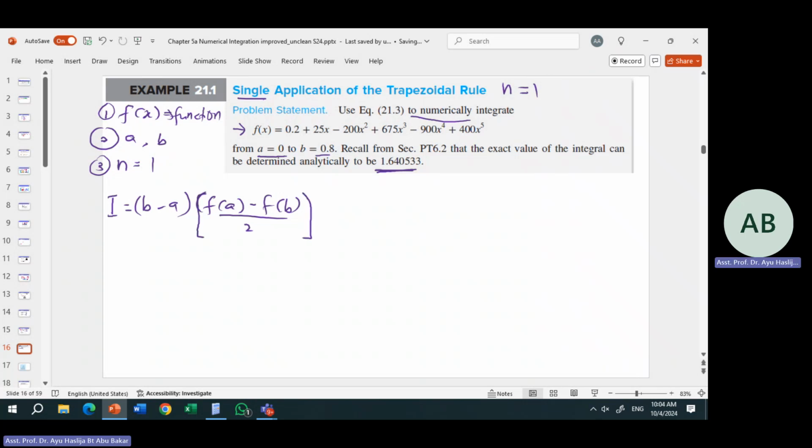Okay, single application. Now, we need f(a) and f(b). You need to find what your f(a) is. A is 0, so sub 0 into the equation over here. You will get 0.2. Okay, f(b). B is 0.8, so sub 0.8 into the x. You will get 0.232.